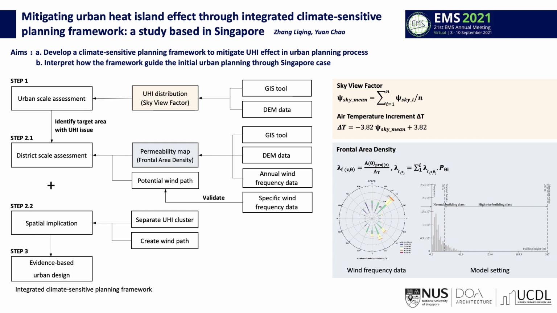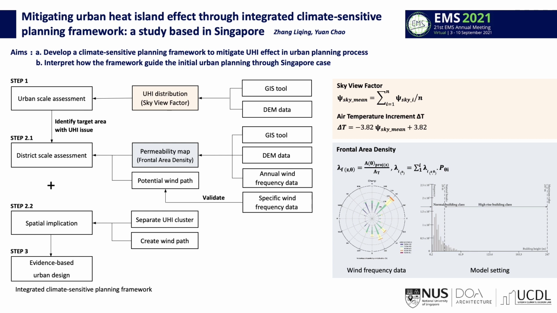In step 1, DEM data of a specific urban area is used to calculate the sky view factor in GIS tool. Air temperature increment is then calculated based on the sky view factor. The result is visualized as an UHI distribution map, and according to which target area of district level with UHI issue will be identified.